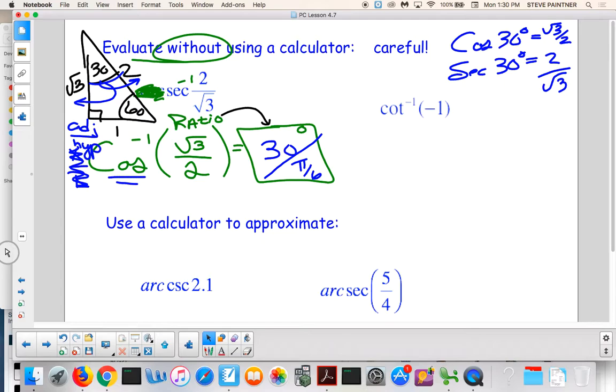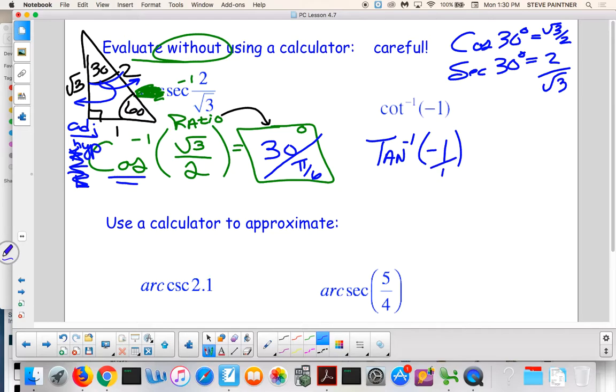You don't have to work with cotangent, do you? You could just do tangent, right? Inverse tangent of, flip the ratio. When you flip -1, what happens? Yeah, so this one actually doesn't matter what you do. I just like to see tangent. Okay, this is what? -1 over 1, right? And now I got to start thinking, okay, what triangle is this again?